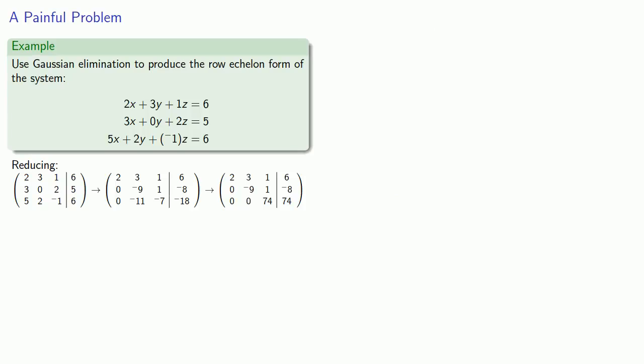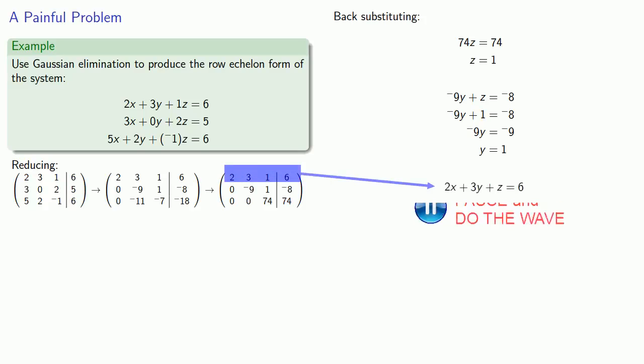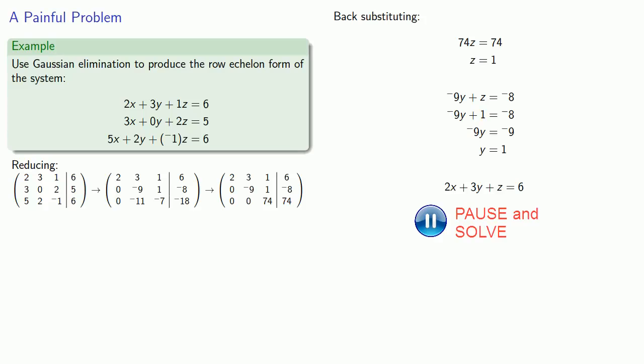And now that the matrix is in row echelon form, we can use back substitution to solve for all the variables. So the last row corresponds to the equation 74z equals 74, which we solve to get z equals 1. The next to last row, negative 9y plus z equals negative 8, we can substitute in our value for z equals 1 and solve for y. And finally, the first row corresponds to the equation 2x plus 3y plus z equals 6. We'll substitute in our values for y and z and solve the equation for x.